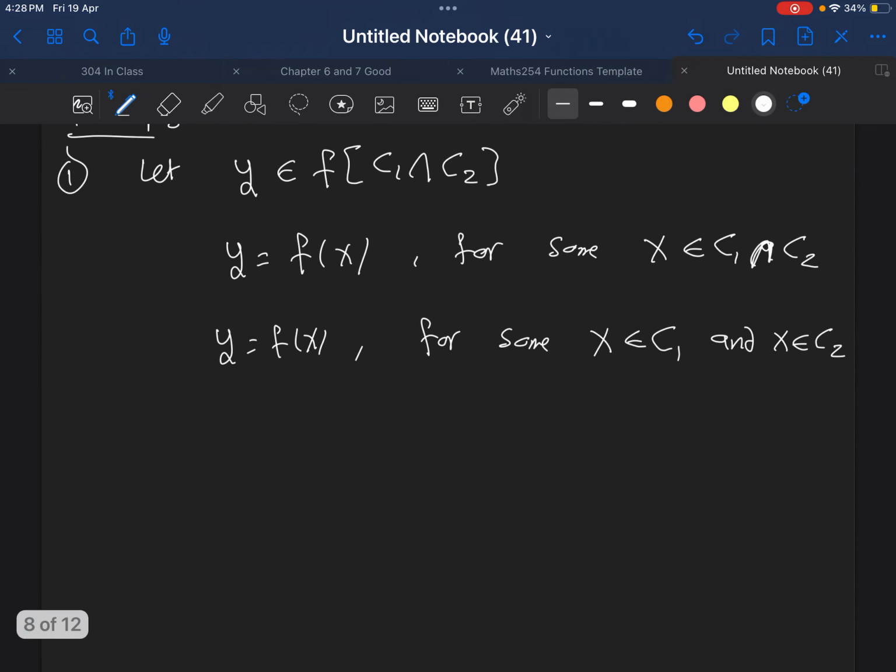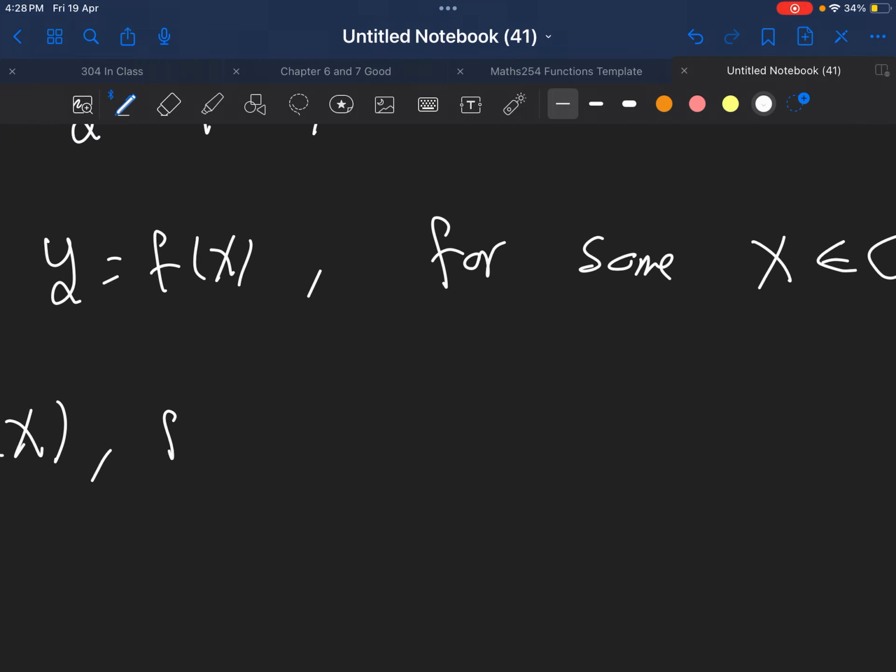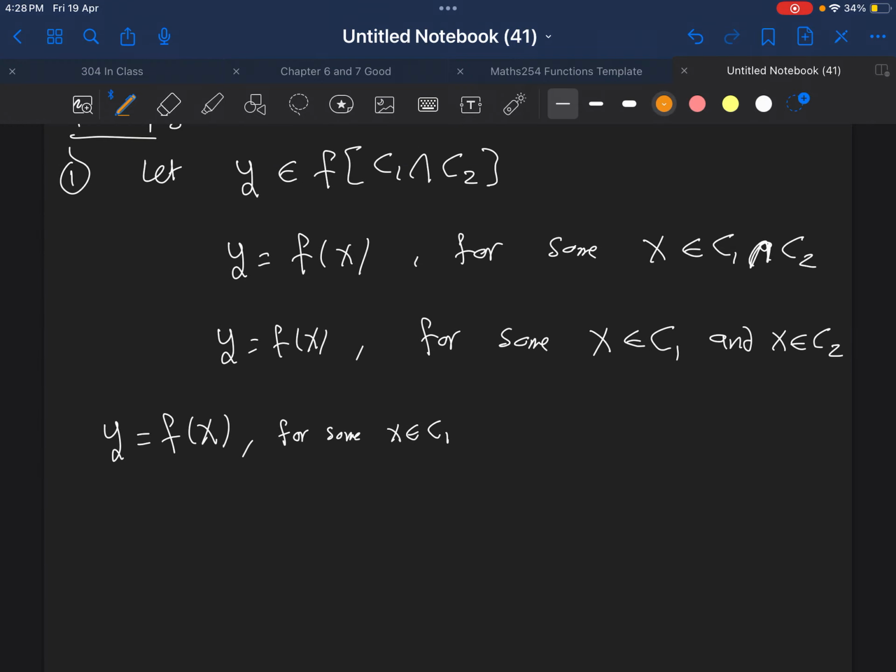So what do we get? We'll get that y equals f of x, and here I can write for some x in c1, and then I can write a big AND and repeat the same thing, y equals f of x for some x in c2, x in c1 and x in c2. So I just separate them a bit.